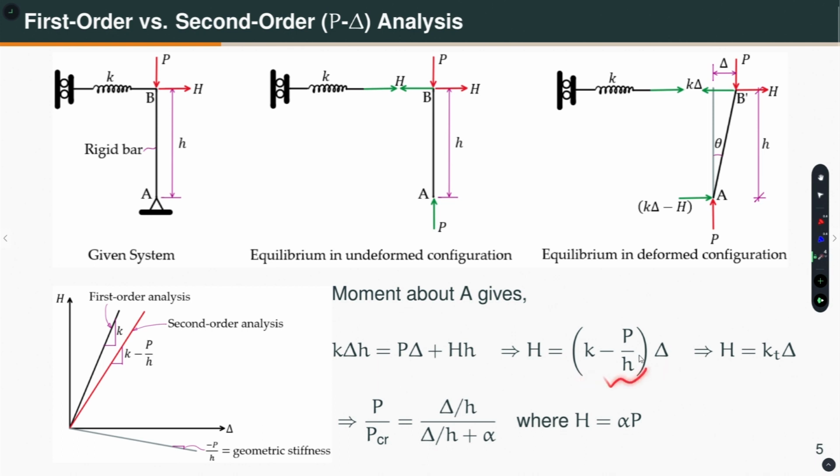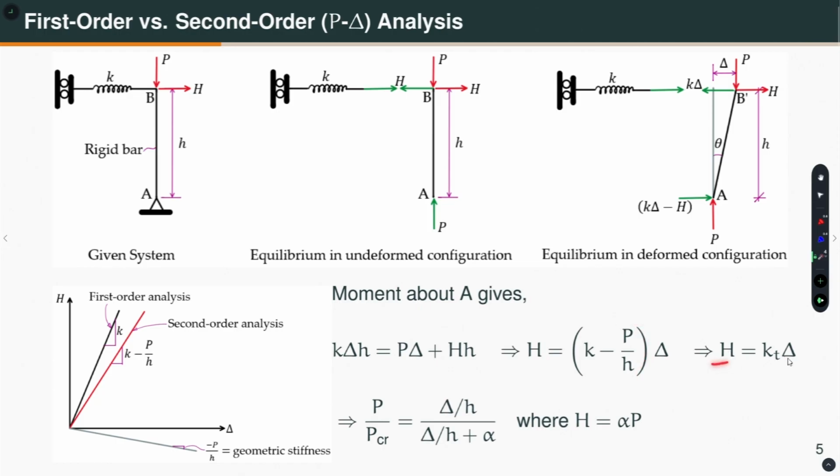Okay. So, that means what is this quantity? This quantity is nothing but the stiffness, and we call it the tangent stiffness KT. It is not the same elastic stiffness of the spring K, it has been reduced by P by h. What is P? It is the axial load applied on the column, and what is h? It is the height of the column. So, this P by h term is called the geometric stiffness.